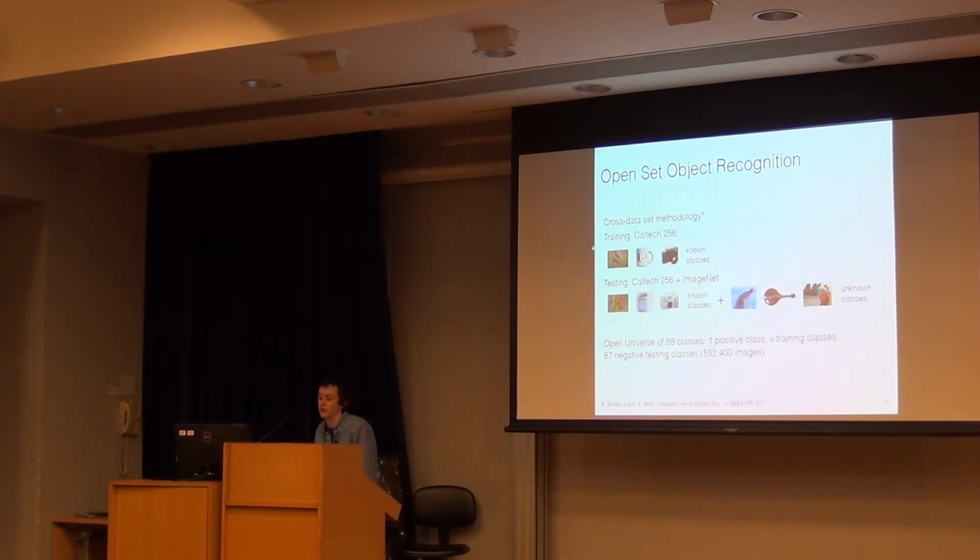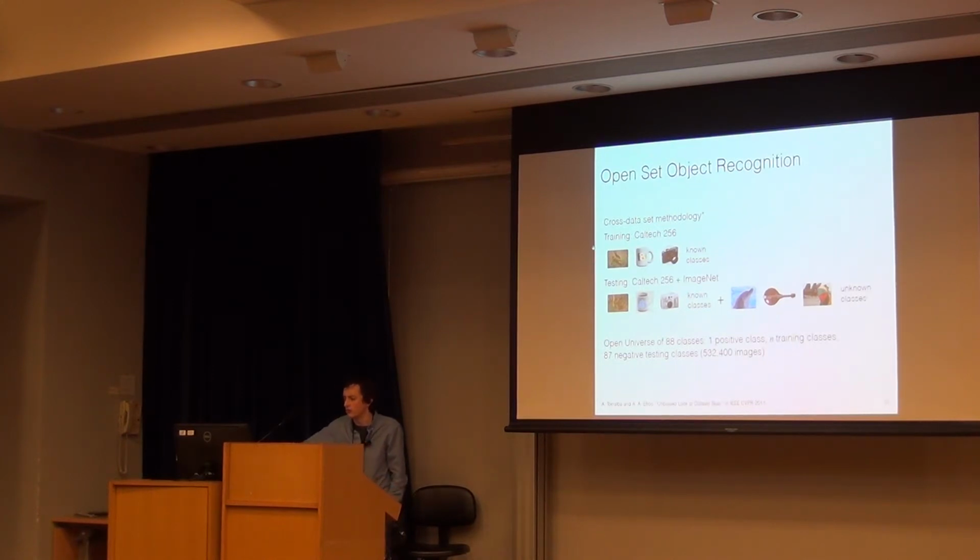Does this actually help us in an open set case? So we could consider a setting like open set object recognition. We can do a cross data set methodology where we're going to take some training data, in this case from a data set from computer vision called Caltech 256, and we're going to pick a bunch of known classes, and then we're going to go to a testing set, which is going to be Caltech 256 plus ImageNet, another much larger, more difficult data set, where we're going to draw known classes, which are consistent with the classes we saw at training time, plus a whole bunch of unknown classes beyond what we had at training time.